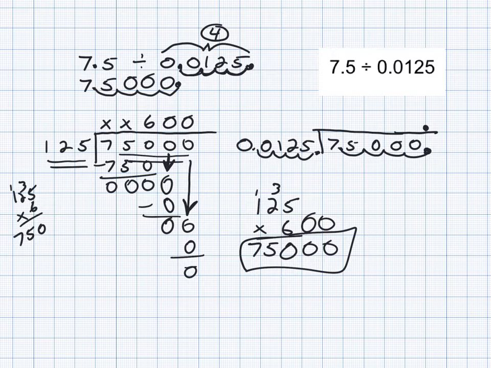So 600 times 125 is 75,000. 75,000 divided by 125 is 600. You should be writing this problem out on the grid paper if you need to get checked off. Nice and neat. Let's do one more.